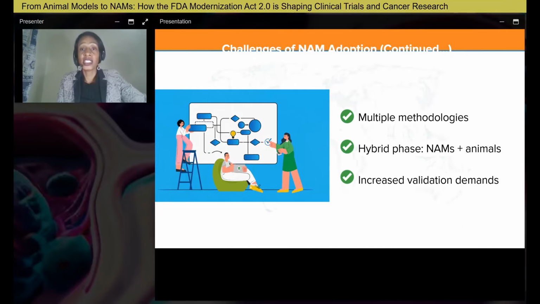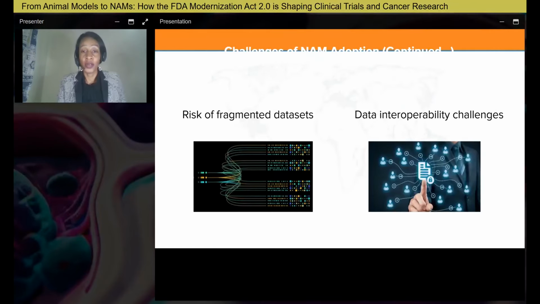The second challenge is multiple methodologies. All these new methodologies, NAMs, are going to be coming with different testing methodologies. And this will create different workflows. Labs will need to validate new testing methodologies that come with their own documentation and compliance requirements. They'll need to create workflows to support these methodologies. And for the foreseeable future, labs will also need to operate in a hybrid phase where they have animal models as well as NAMs. So the challenge here is very significant.